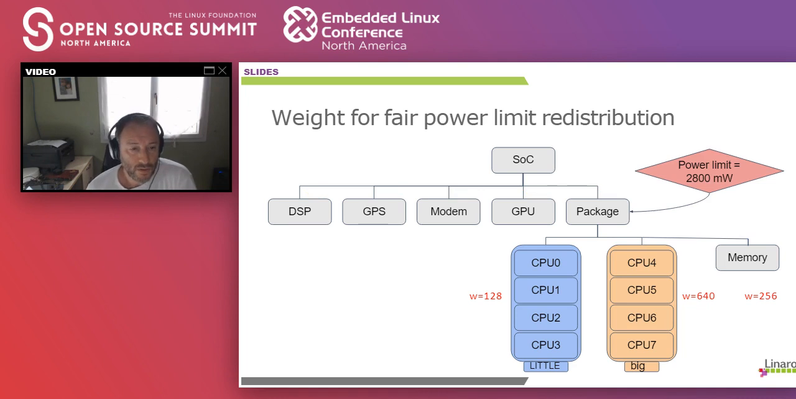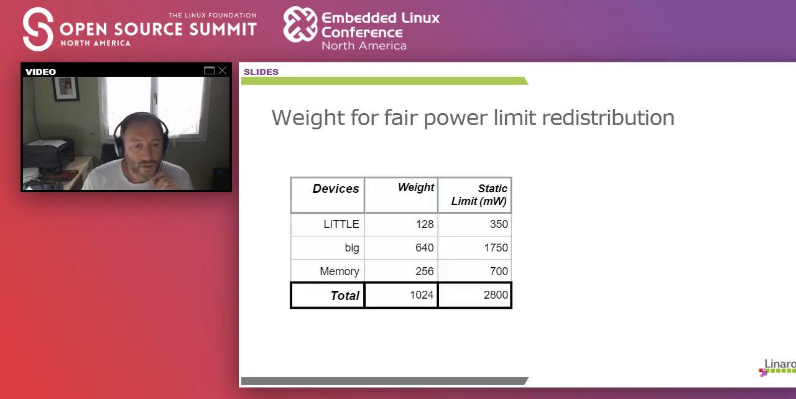So now let's show an example of how all this can work together. We do a redistribution of the power limits. We restrict the example to something simple and already existing today. So we have the package, the big, the little, and the memory. And then we decide to set the power limit on this package of 2,800 milliwatts. That leads us to this table. On the left column, we have little, big, and memory. In the column in the middle, we have the weight of the different nodes. That's the weight we had just before in the figure. Then we use this weight to distribute the power limit we put on the parent, and that leads us to these numbers in the static limit column.